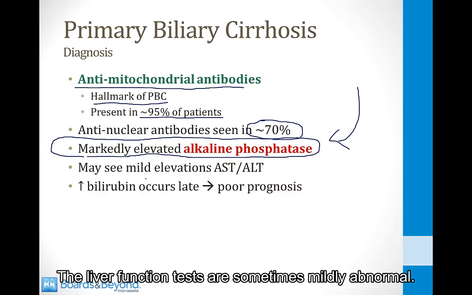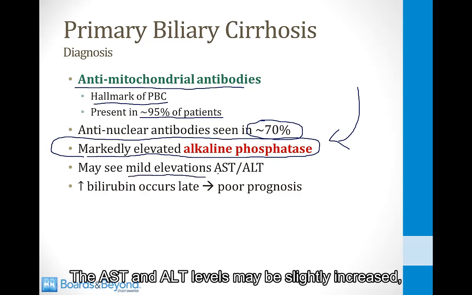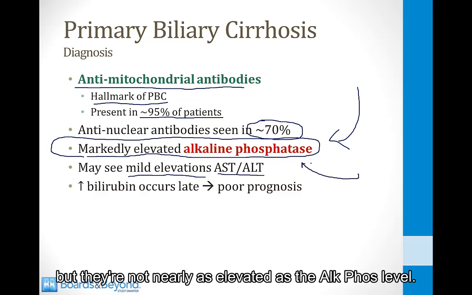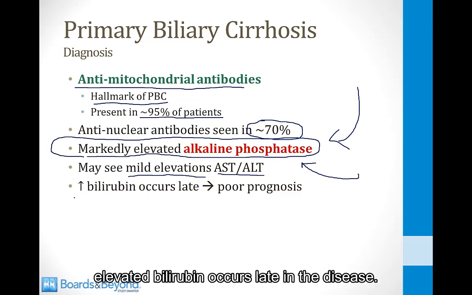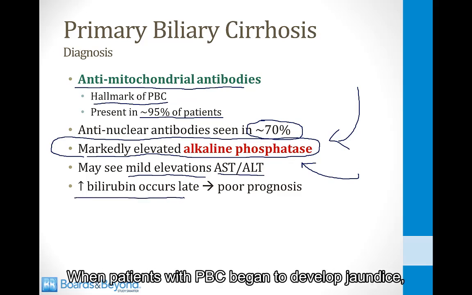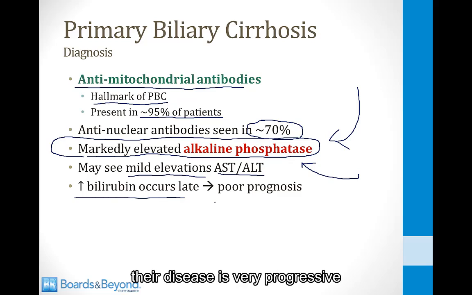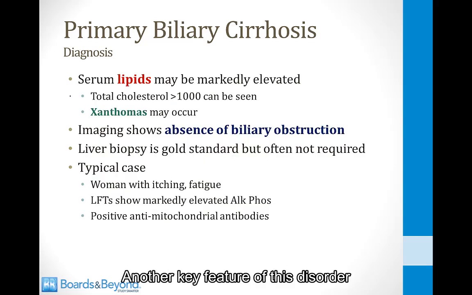The liver function tests are sometimes mildly abnormal. The AST and ALT levels may be slightly increased, but they are not nearly as elevated as the ALK phos level. And then finally, elevated bilirubin occurs late in the disease. When patients with PBC begin to develop jaundice, their disease is very progressive and they have a poor prognosis. Another key feature of this disorder is elevated serum lipids.